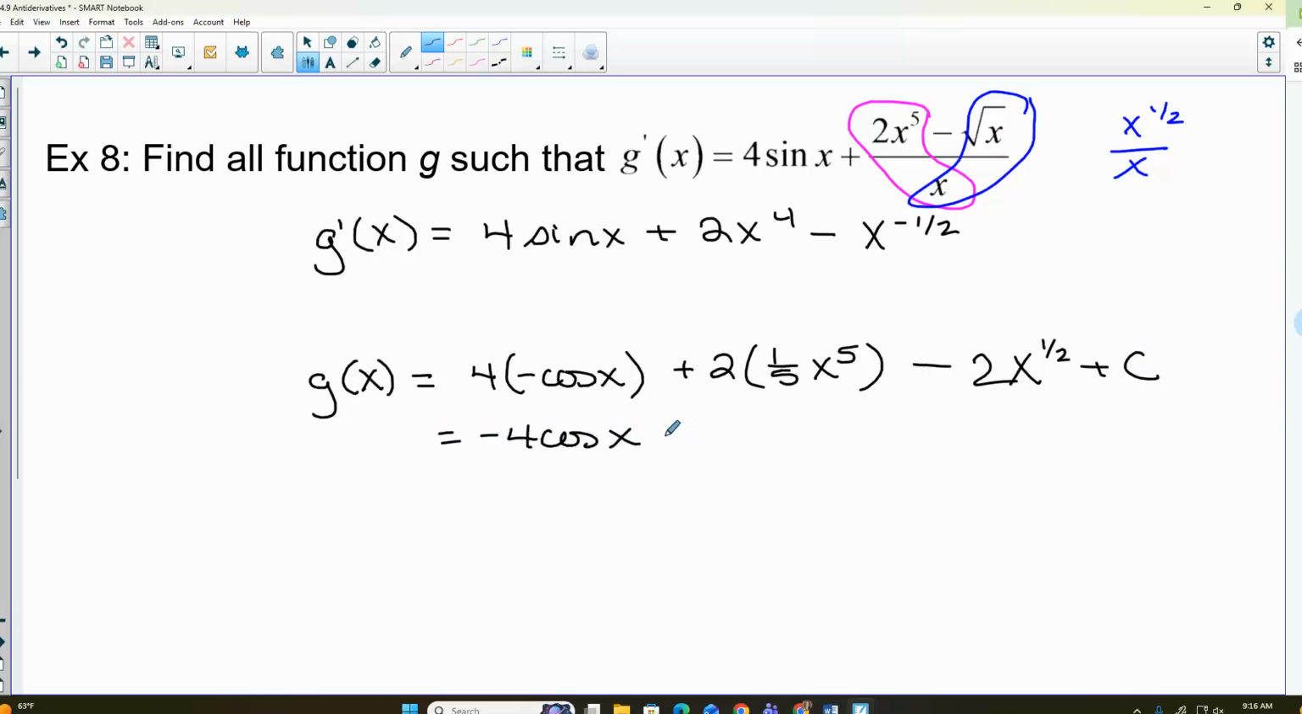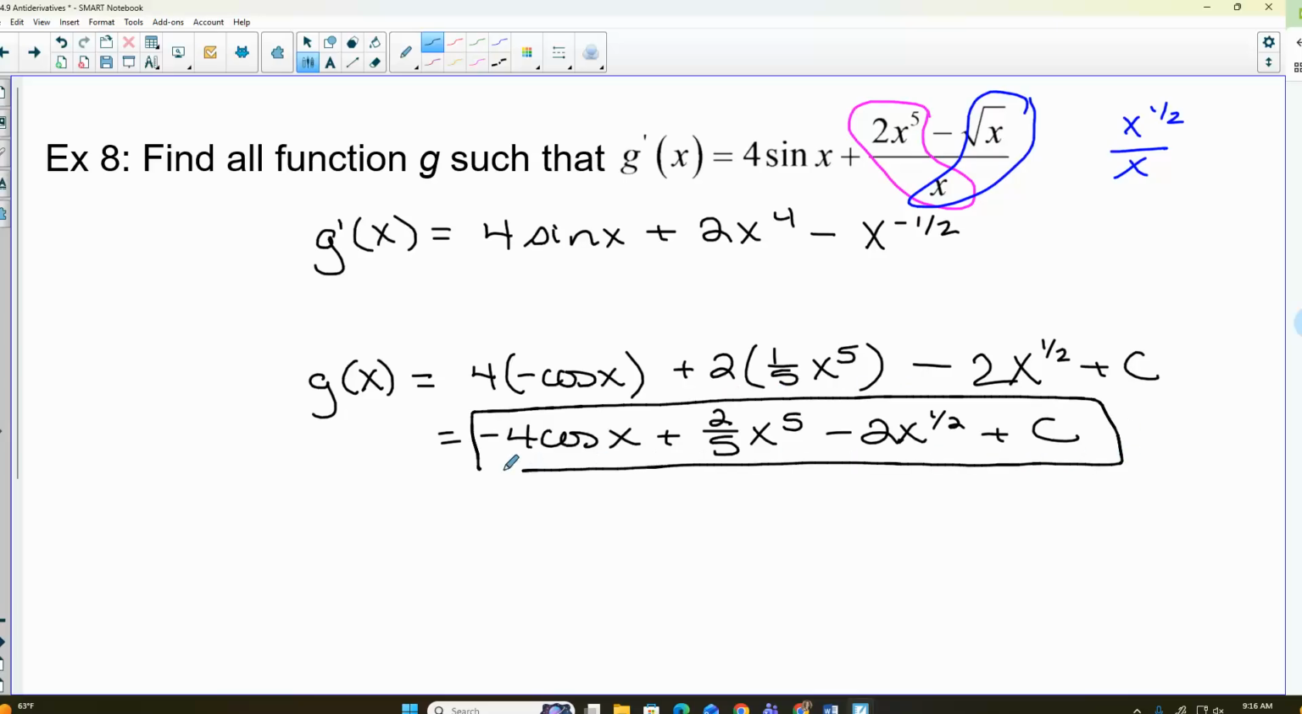So -4 cosine x plus 2/5 x to the 5th minus 2x to the 1/2 plus c. Okay? That plus c's gonna come back together. Yep. That's where the -1/2 stack up. Yeah.